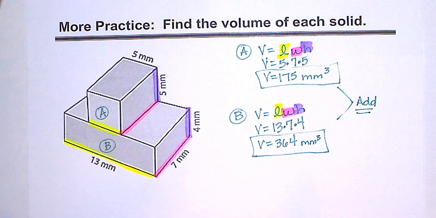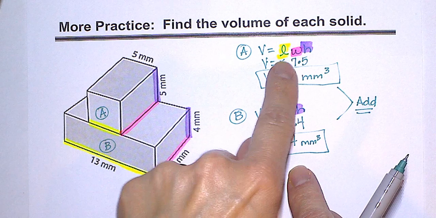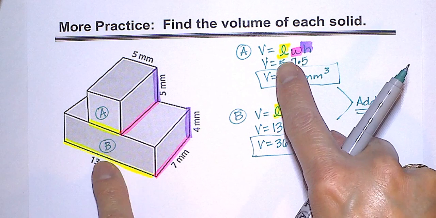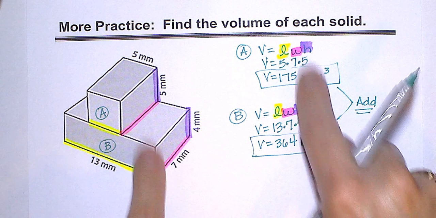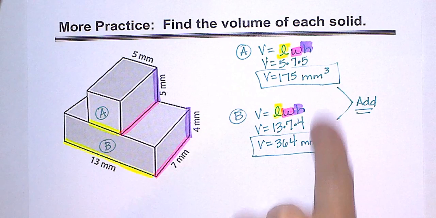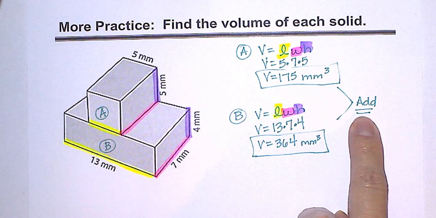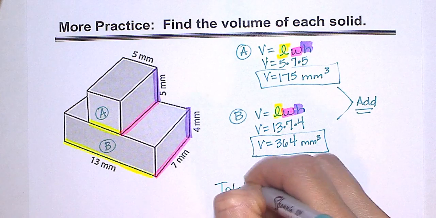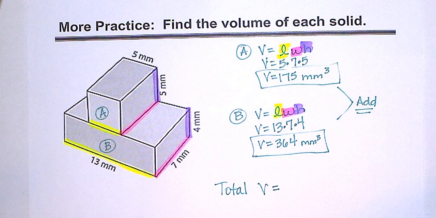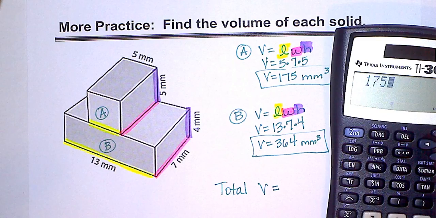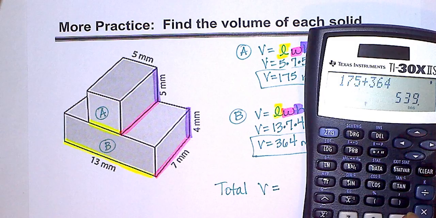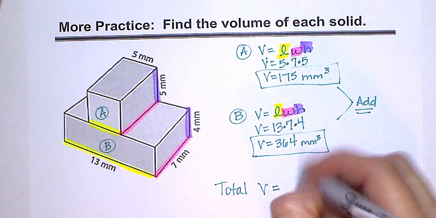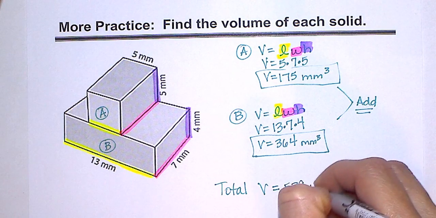Now, I highly recommend, because these are notes, that you are highlighting and labeling so that you remember when you look back on your notes where you found all these numbers, and you also know what you did with these two. So it's very important that you're writing the word add here so you remember what you did to find this total volume. So we're going to add 175 plus 364, and we get 539 millimeters cubed.